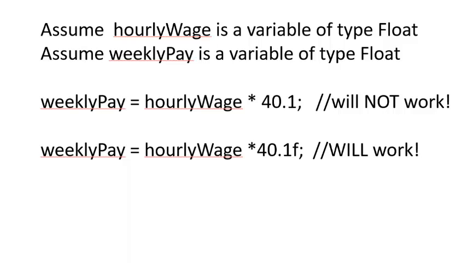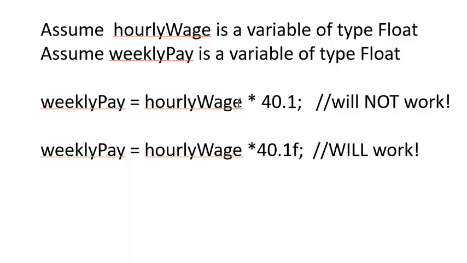The question has to do with multiplying a variable that is of type float times a real number. So in this case I have defined two variables, hourly wage of type float and weekly pay of type float. And I want to take my hourly wage times the number 40.1 and assign that to the variable weekly pay. In this case, this will not work as long as hourly wage and weekly pay are assigned as float types.